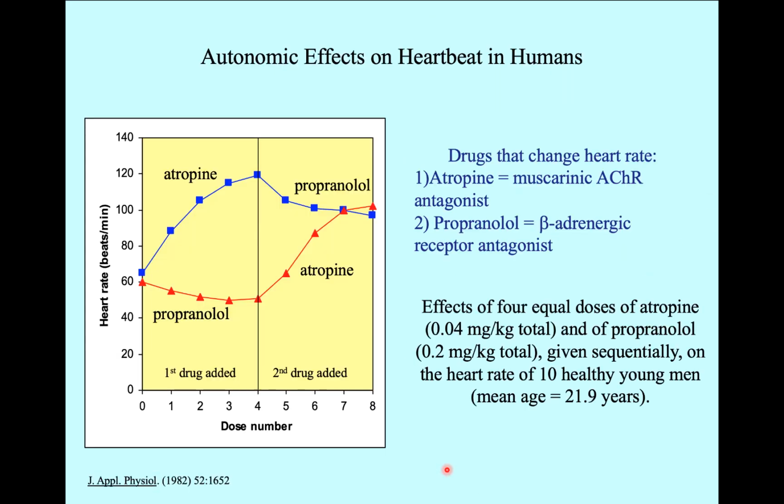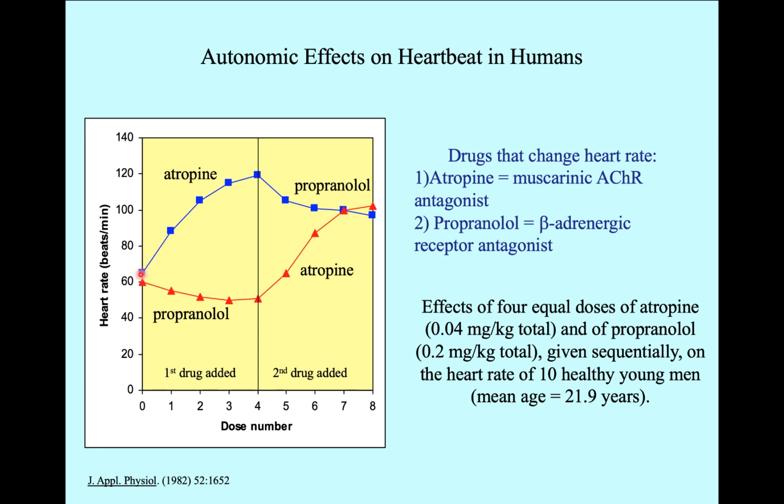The last thing we're going to cover is two medications that you may have heard of. They use them a lot in the emergency room. One is called atropine, the other is called propranolol. So they did an experiment and they gave patients a dose of atropine, and then they gave the same patients a dose of propranolol. This is going to be the blue over here.